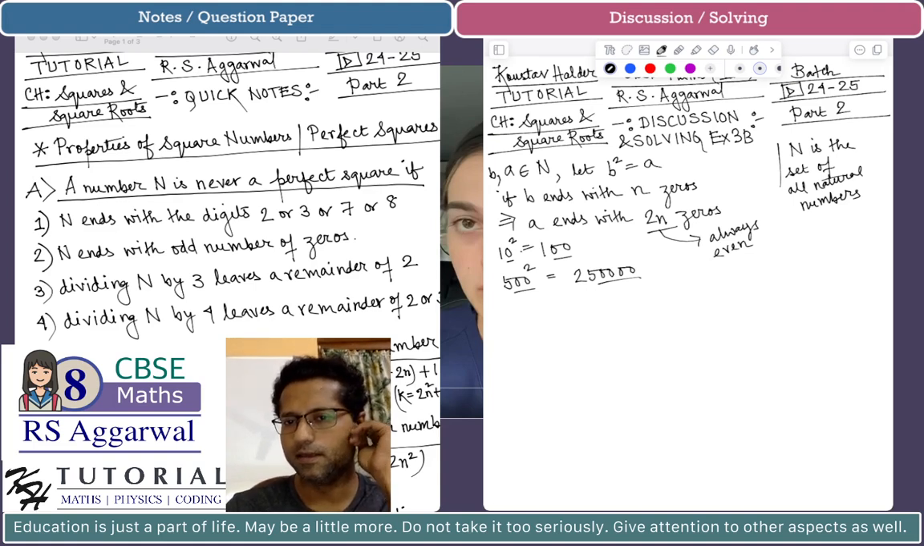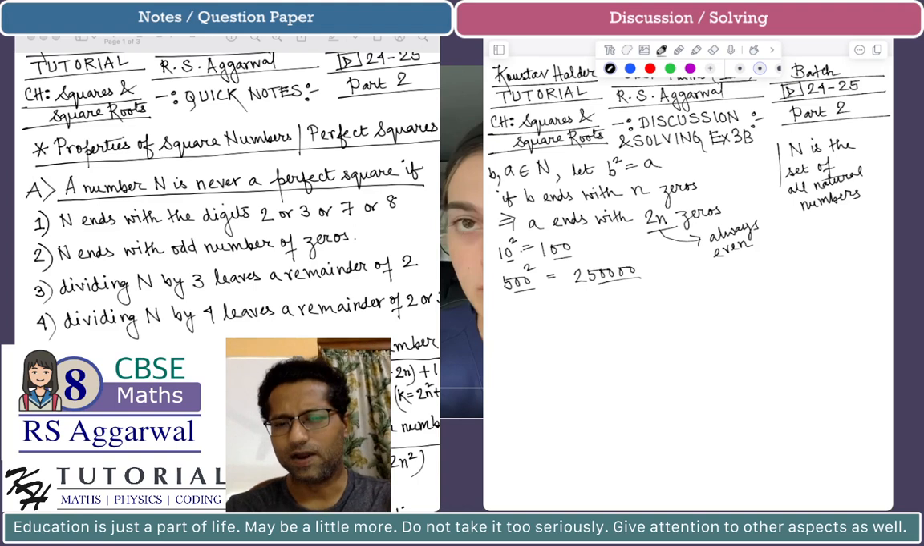So if a perfect square ends with 0, then definitely it will have an even number of zeros. That is why it is saying if a number ends with an odd number of zeros, it cannot be a perfect square, because if any number ends with 0, then definitely it has to be a square of a number which also ends in 0, and then the perfect square should have an even number of zeros.